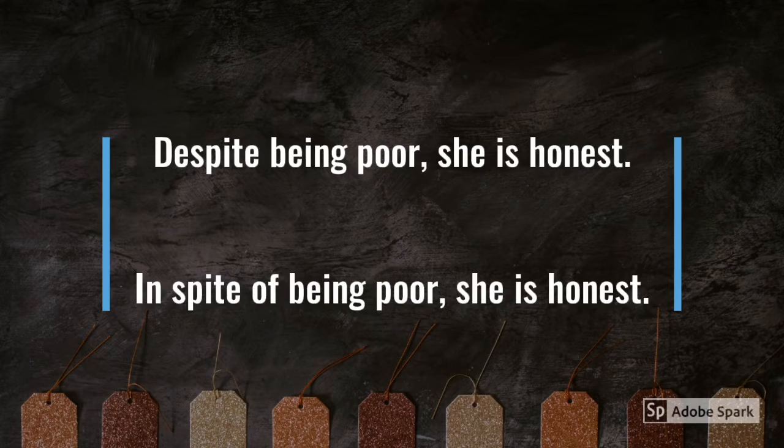Earlier, I showed you a sentence that needs revision. Now, let's look at the correct answer using despite and in spite of. So, we can say, despite being poor, she is honest. Or you can say, in spite of being poor, she is honest. So, we have to remove the word of in the word despite.